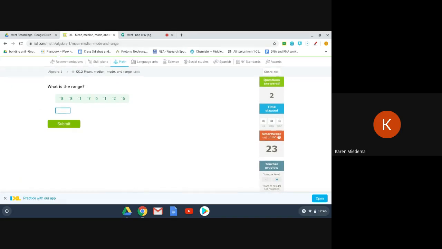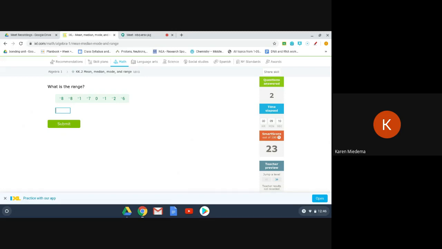Okay, next we have what is the range? Now the range is not one of the measures of central tendency. The range is a measure of how spread out the data is. The way to find it is to look for the maximum data item and the minimum data item, and then subtract maximum minus minimum. Or in other words, the largest minus the smallest.